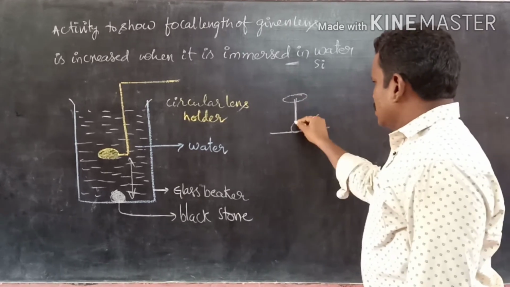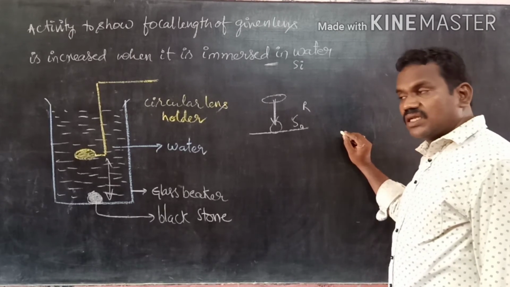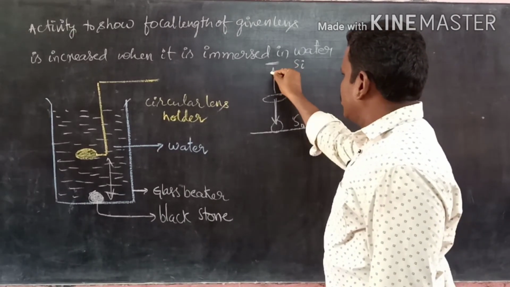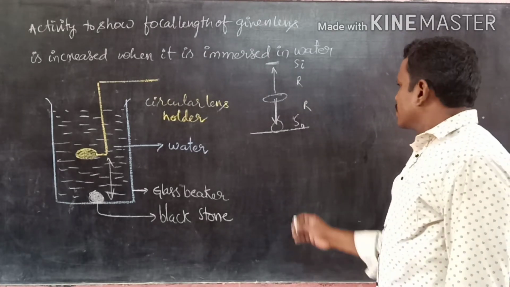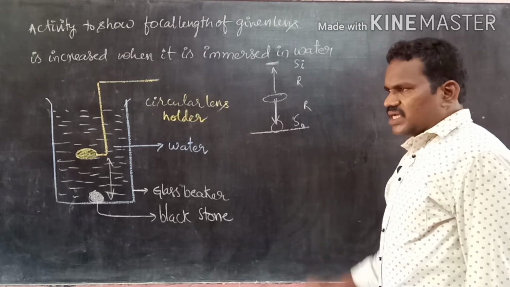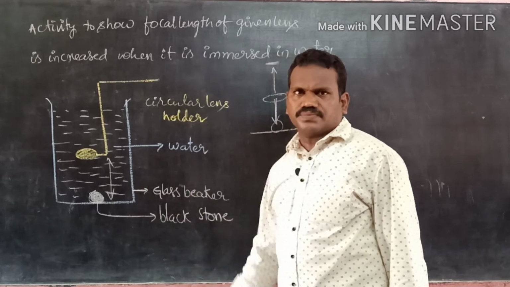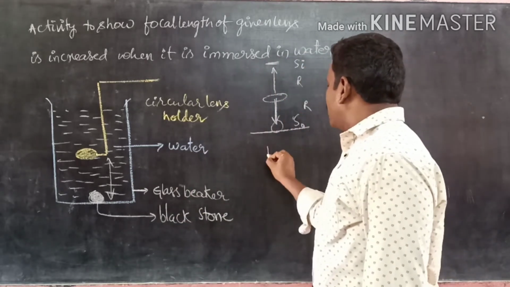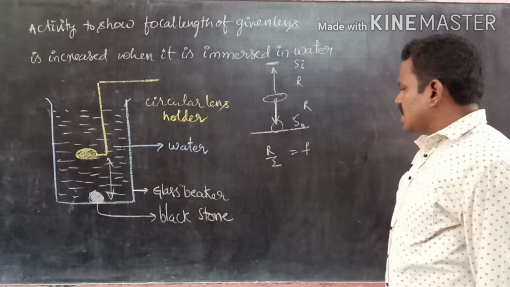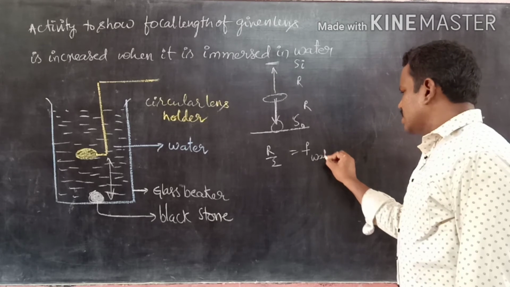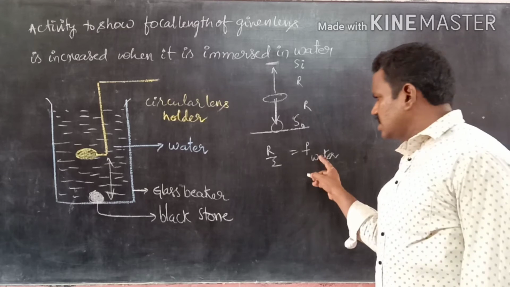That distance is nothing but the radius of curvature of the lens in water. Now we have calculated the radius of curvature of the lens in water. If we make it half, that is r by 2, we can calculate the focal length of the lens in water. We calculated the focal length of the lens in water.